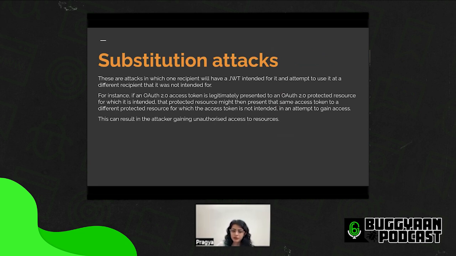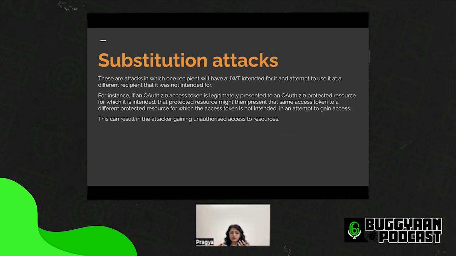Now, all these attacks were based on how we could tamper a header or some values in the headers. This is a different kind of attack called a substitution attack. In these attacks, one recipient will have a JWT intended for it, and it will attempt to use it at a different recipient that it was not intended for. That is the textbook definition of the substitution attack.